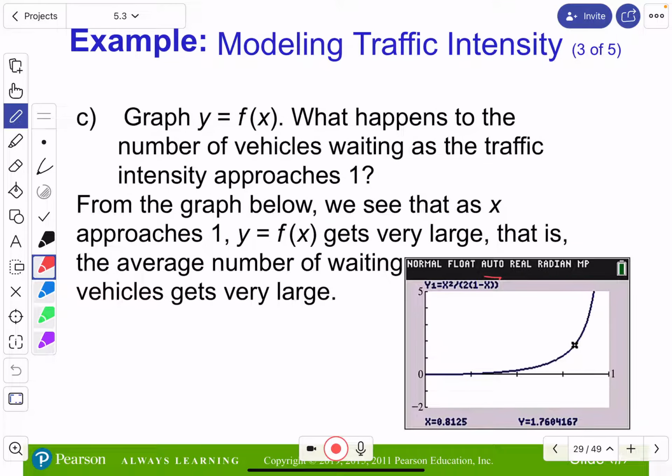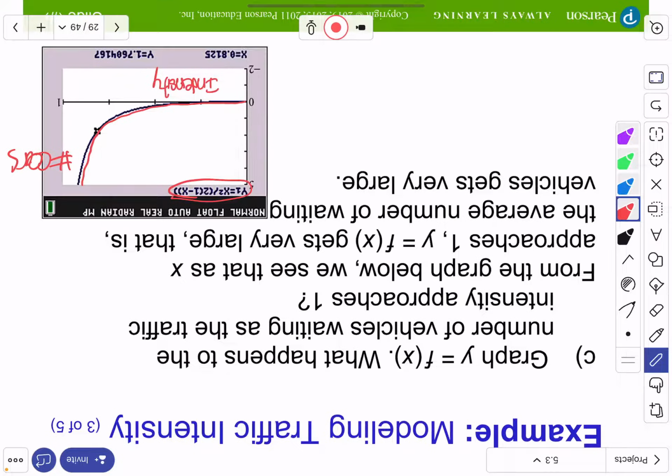If we graph that equation, what happens as the intensity approaches 1? So the more intense it gets, the more cars are waiting. So this is our intensity. This is the number of cars. So the more intense the arrivals, the more cars are waiting. That makes sense.